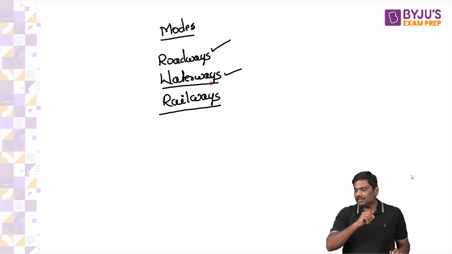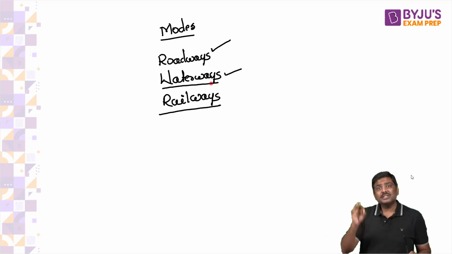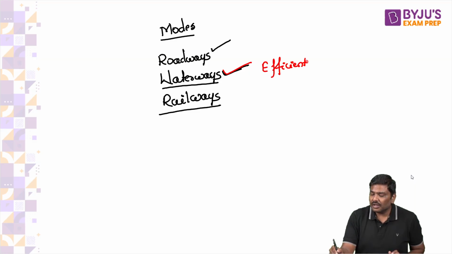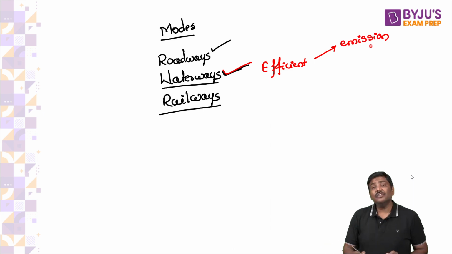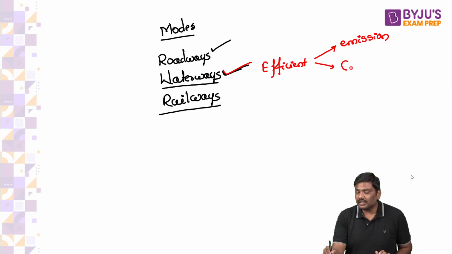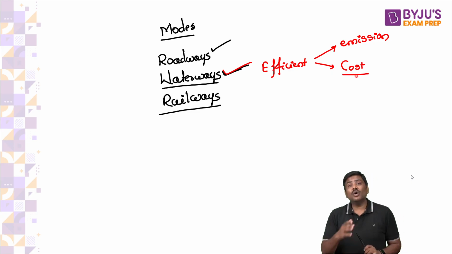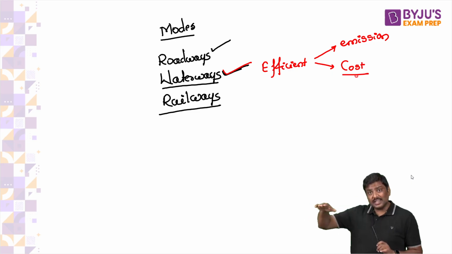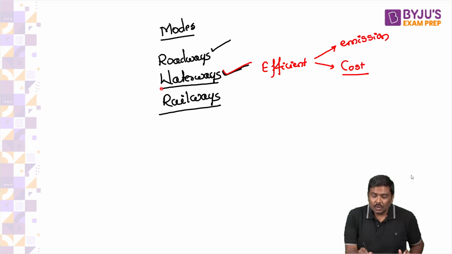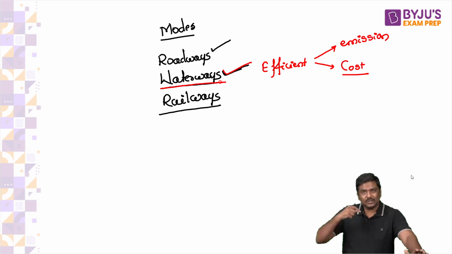But please remember this, out of all the three, the most efficient mode of transportation is waterways. I repeat, the most efficient mode of transportation is waterways. Efficient in terms of what? Efficient in terms of emissions. Emissions caused in waterways are the lowest. What about the cost factor? The cost factor in case of waterways is 1/6 to 1/7 compared to other modes. That is the precise reason waterways is actually preferred.